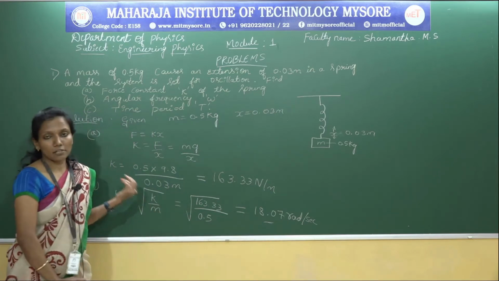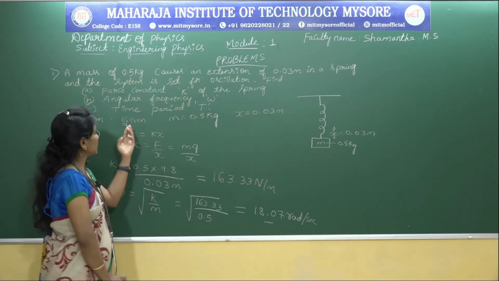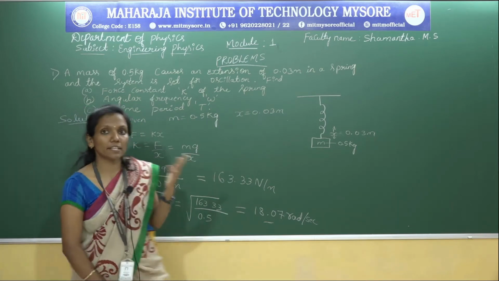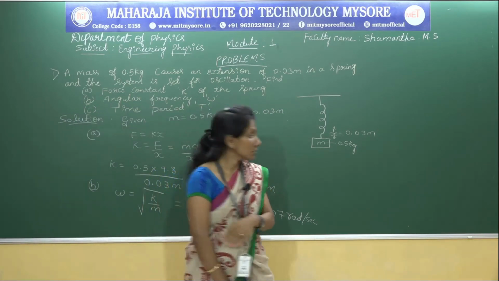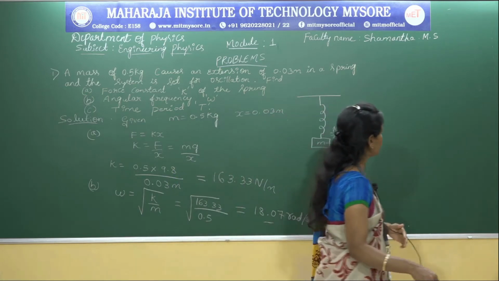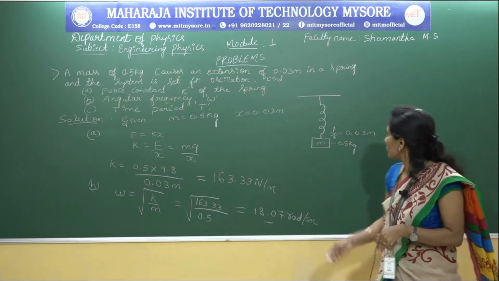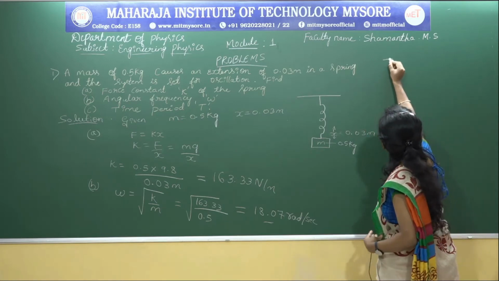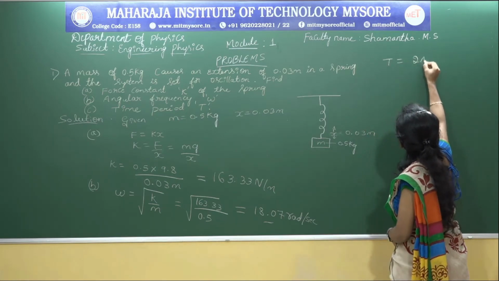After getting the angular frequency, we can directly calculate the time period. What is the relation between time period and angular frequency? We have the time period formula, T is equal to 2 pi by omega.